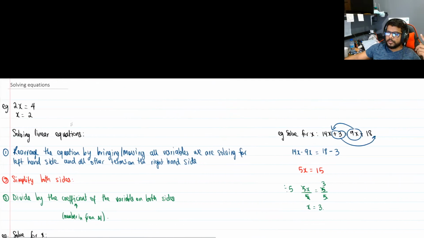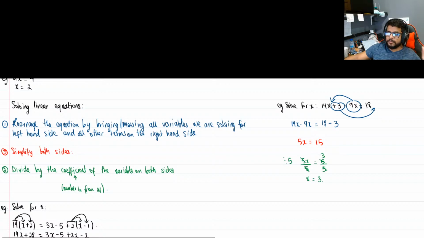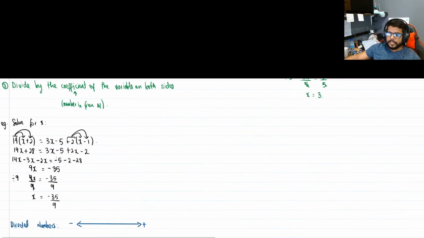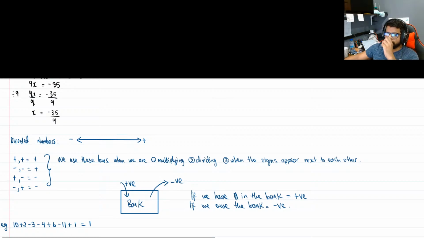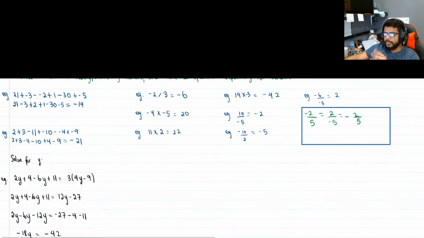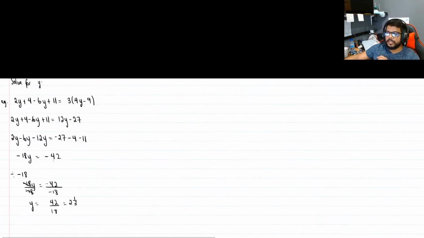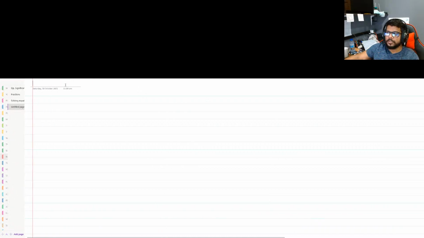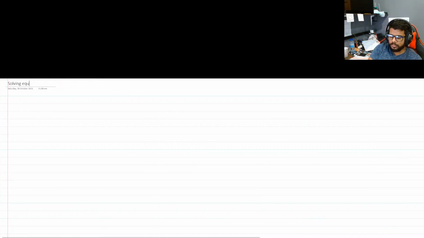When we solve equations, we follow the steps: rearrange, simplify, and divide by the coefficient on both sides. We did one very simple example, and then we went into the whole directed numbers topic and did a couple of examples for that. We finished off with an example where we solved for a variable. So today we continue solving equations, but we're catering for a different kind of situation that might arise. Just to do a little recap.